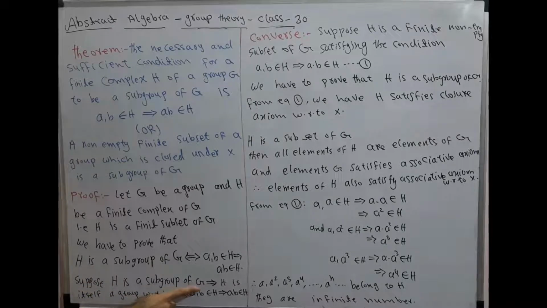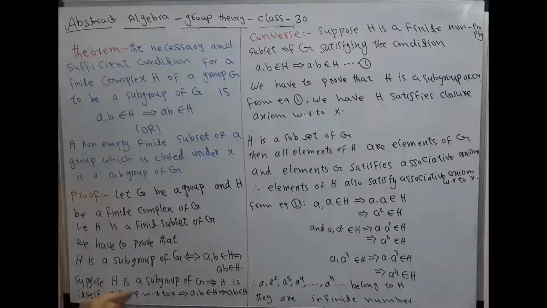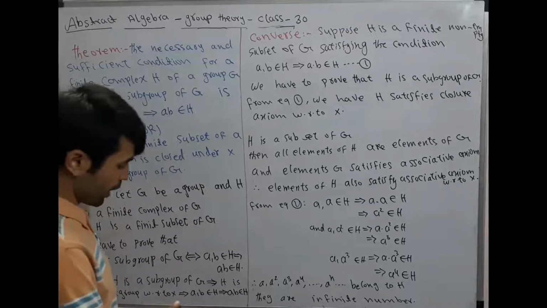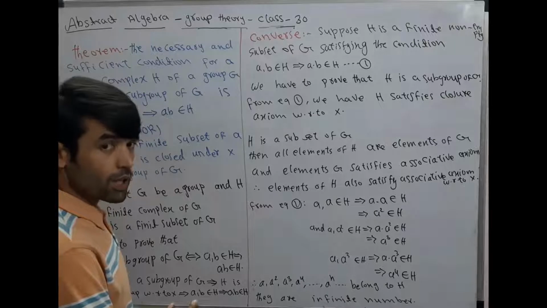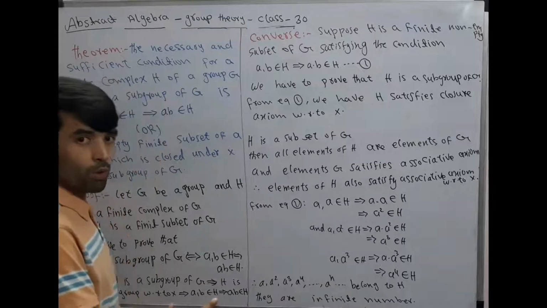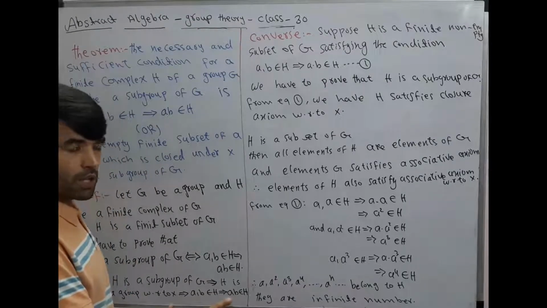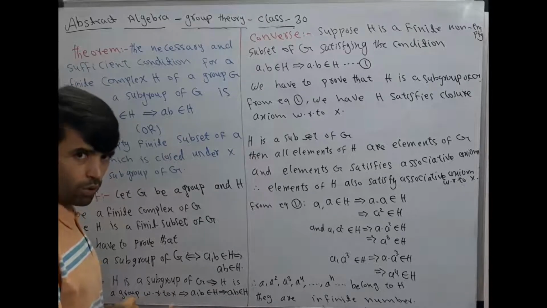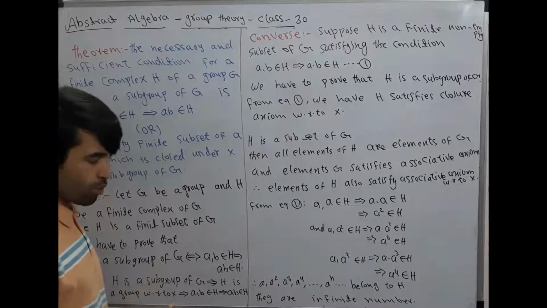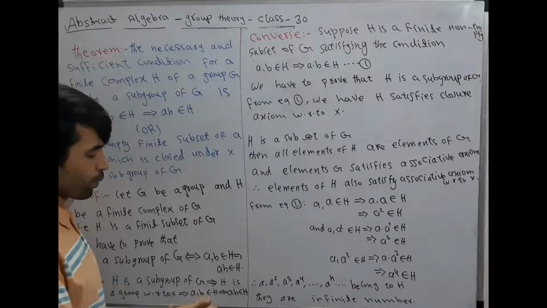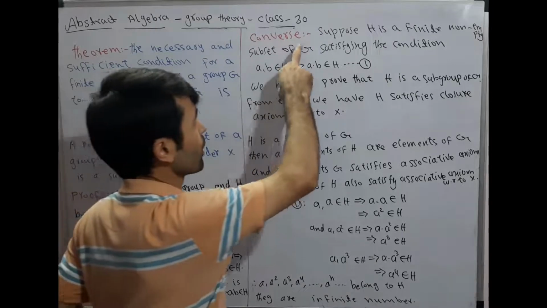Suppose H is a subgroup of G. We assume that H is a subgroup of G. This implies H is itself a group with respect to multiplication. When H is a group and two elements belong to H, it implies their product also belongs to H. Since H is a subgroup of G, H is a group, then H satisfies closure axiom. It proves the second part of the theorem.